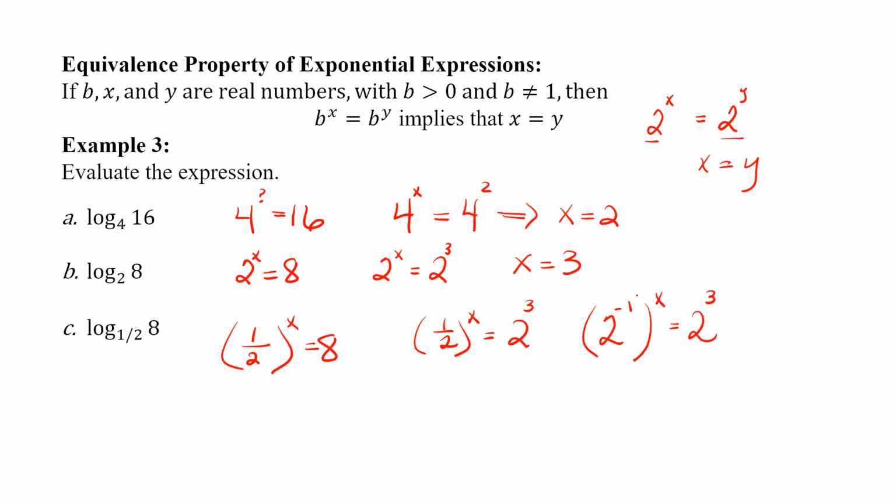And you know that if you raise a power to another power, you can multiply those exponents. So you've got 2 to the negative x equals 2 to the third. And since those bases are the same, the exponents must be the same. So negative x must equal 3, which means x would be negative 3. And that's definitely true. If you put negative 3 as the exponent on 1/2, you will get 8, because that would be 2 to the third, which would be 8.